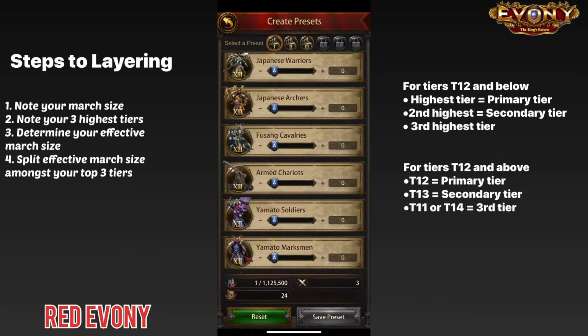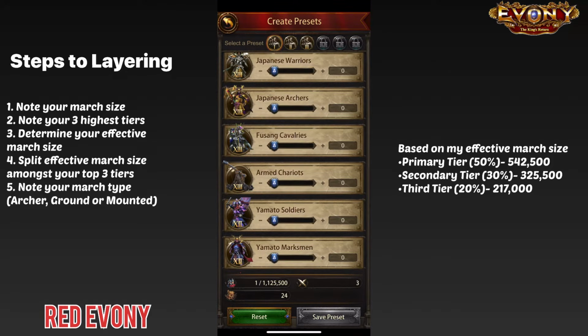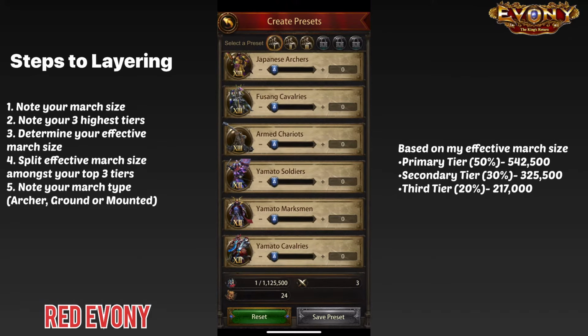And right here, you can see the priority order for the tiers, so you know which one is your primary and which one is your secondary. Now that we have the numbers for our tiers, what type of march are we building? For this illustration, I'm going to be building an archer march. So the numbers that you see there will be going into the archers for those tiers. And we put the numbers in like so.